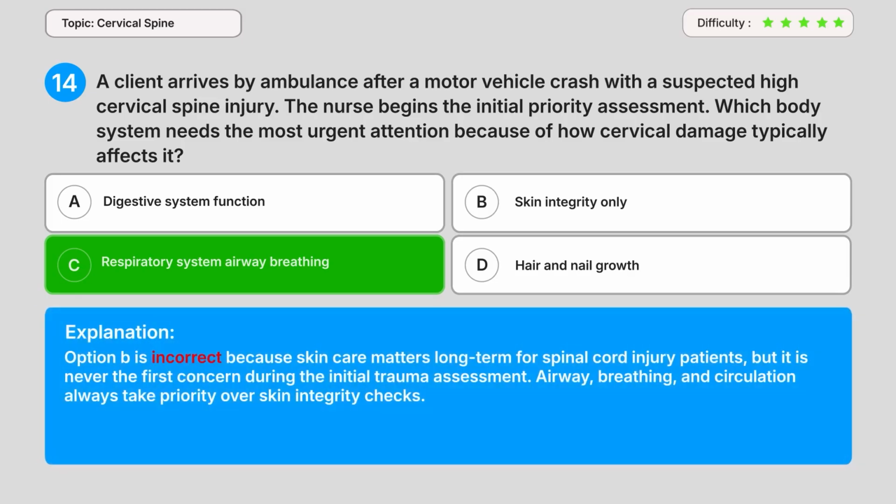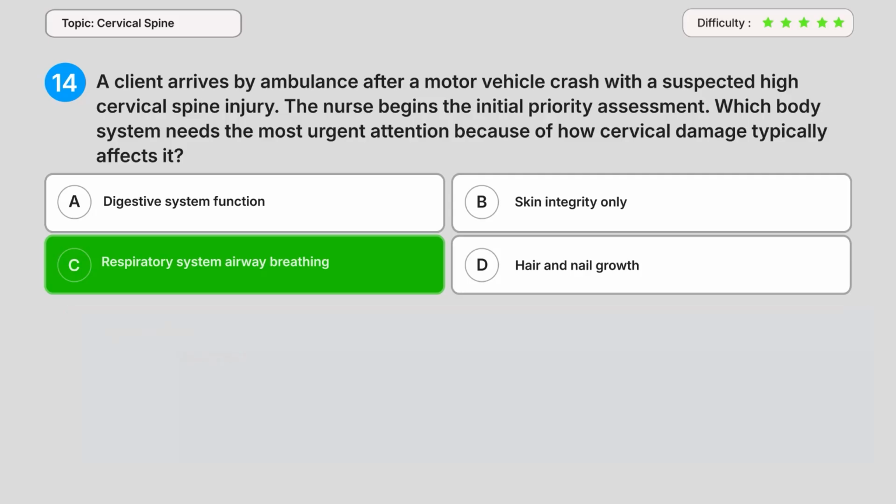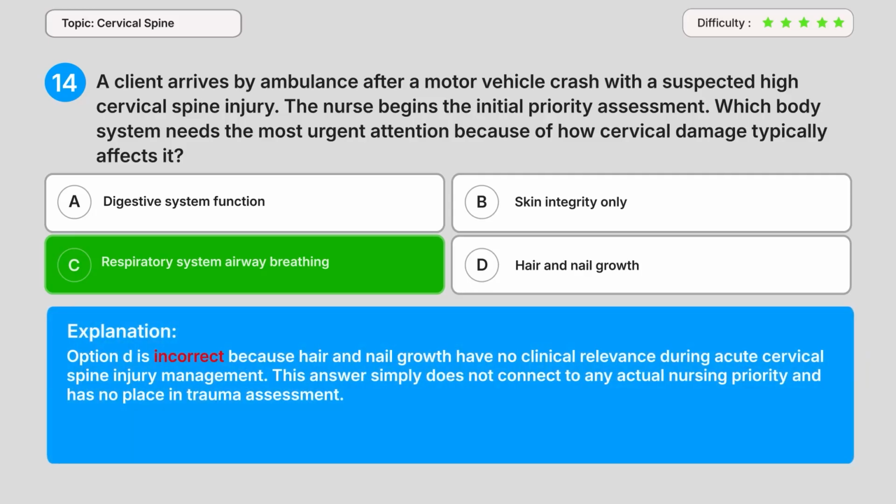Option B is incorrect because skin care matters long-term for spinal cord injury patients, but it is never the first concern during the initial trauma assessment. Airway, breathing, and circulation always take priority over skin integrity checks. Option D is incorrect because hair and nail growth have no clinical relevance during acute cervical spine injury management. This answer simply does not connect to any actual nursing priority and has no place in trauma assessment.